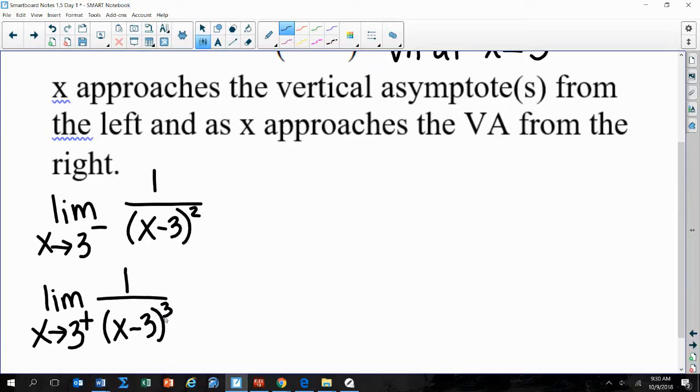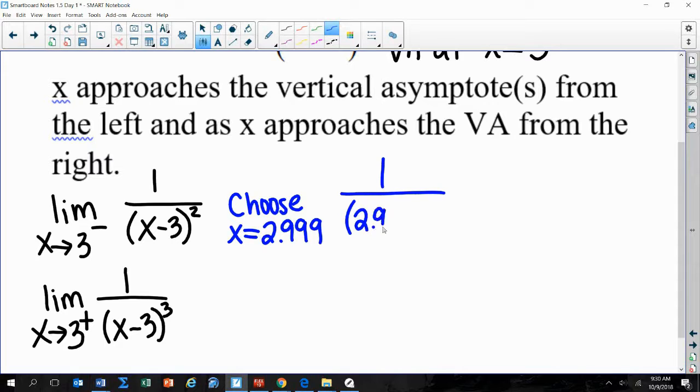So if I'm looking at the left-hand limit, I automatically know that my answer is either going to be infinity or negative infinity as I get closer to that asymptote. Okay, so for this one, I know plugging in 3 doesn't do anything for me. So I'm going to choose a number really close to 3 from the left-hand side. So maybe like 2.99. You could even do an extra 9 if you wanted to get crazy. Okay. All right, if I plug in that, I would end up with 1 over 2.999 minus 3 quantity squared.